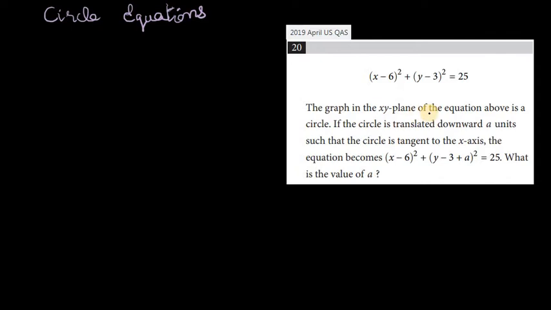The graph in the xy plane of the equation above is a circle. If the circle is translated downwards a units such that the circle is tangent to the x-axis, the equation becomes this. So the original equation was this: (x − 6)² + (y − 3)² = 25. And then when we brought it down a units, it became this equation. Okay, so what is the value of a?